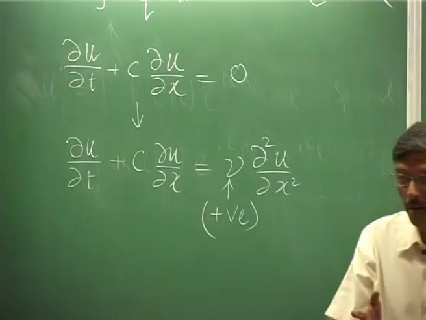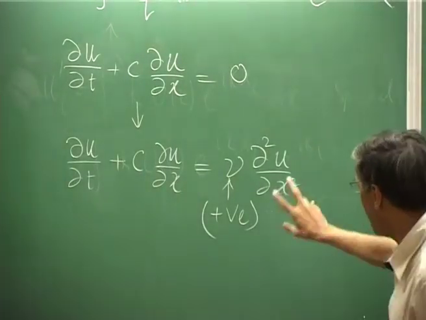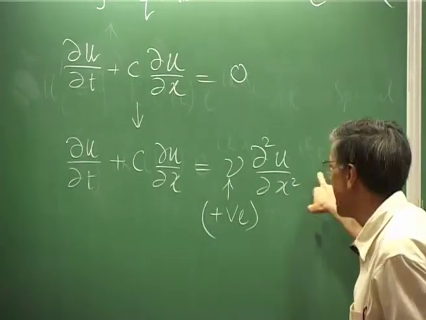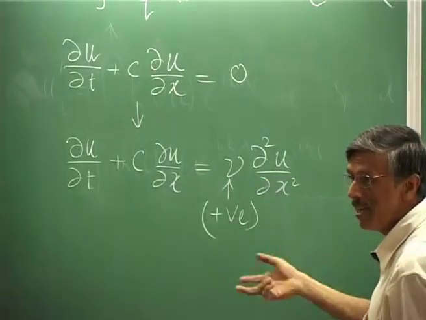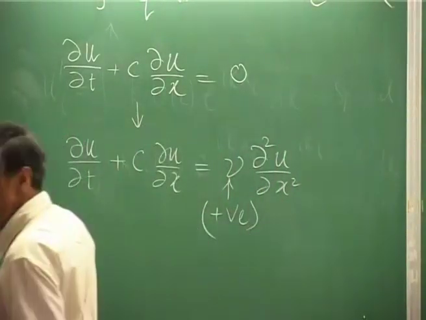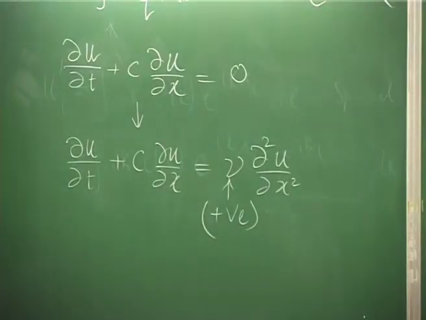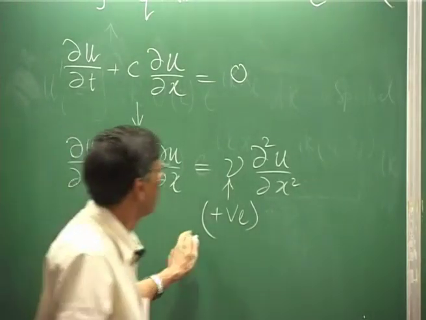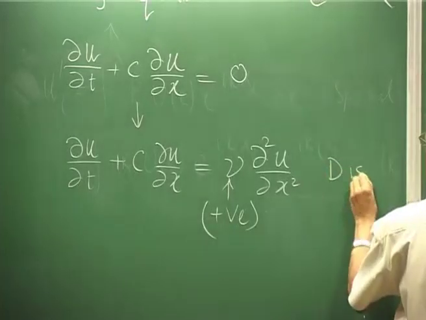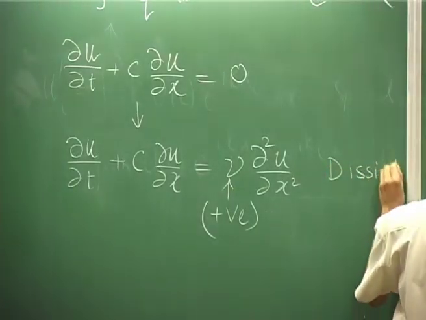I am actually adding a dissipative term only when nu is positive. If nu is negative, the way we are doing here, then instead of adding dissipation, we will be pumping energy into the system, right? So this is what I would call a dissipative method.